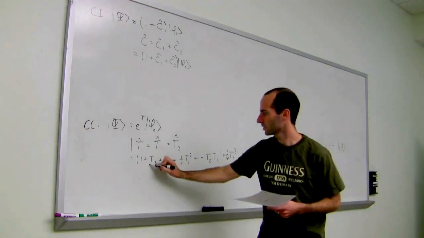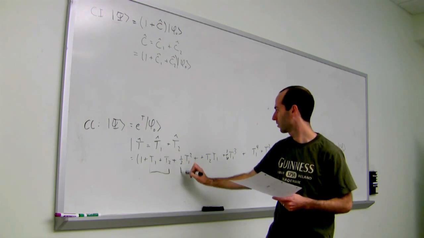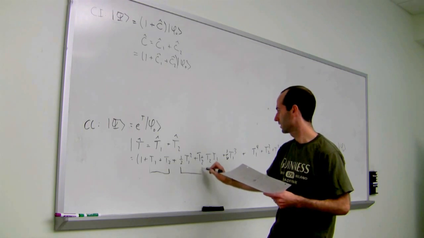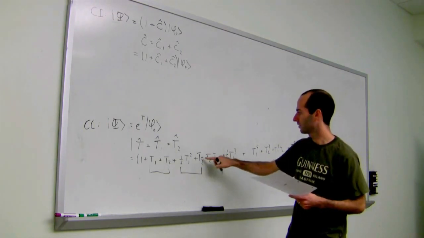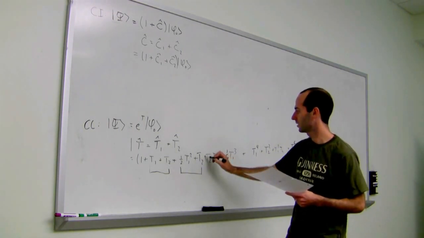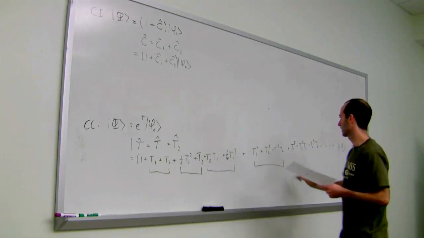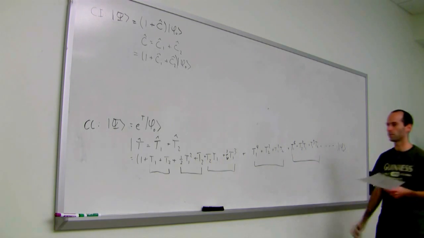So we have linear terms. We have double excitations. We have triply excited functions. These are all quadruply excited functions. These are all pentuply excited functions.